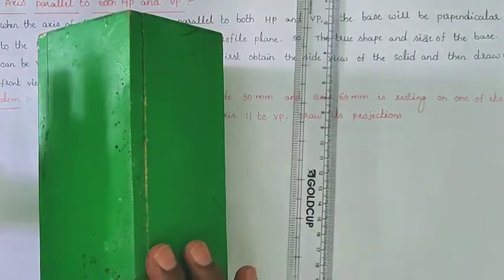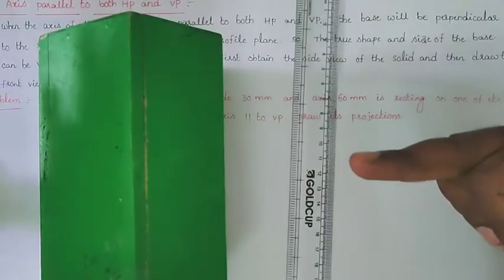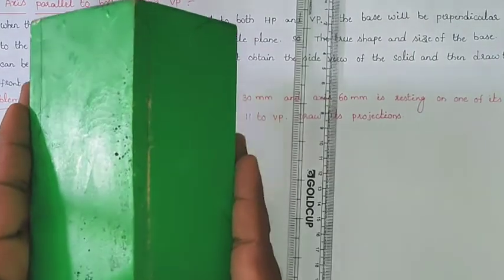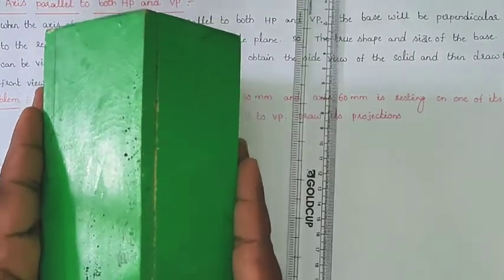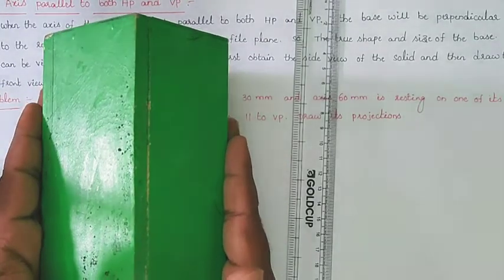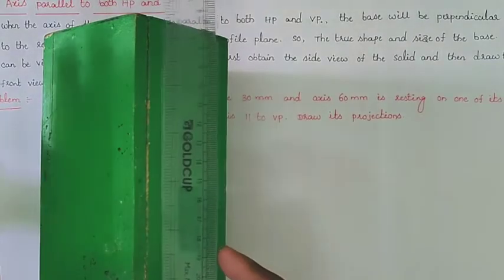After drawing the side view, this is the direction of the front view, and this is the direction of the top view. So whenever you see the object from the front view and the top view, we will get the rectangle face as the front view and the top view of our diagram. So when the rectangle face is on the HP, the axis looks like parallel to both HP and VP.